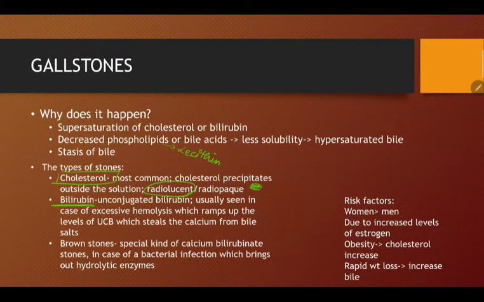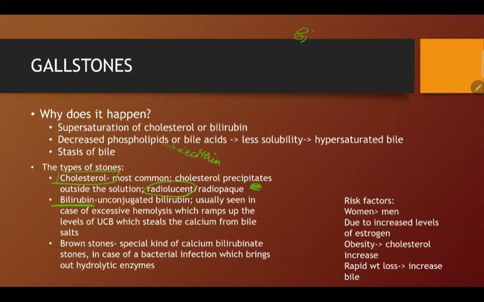Now, it's surprising, right, that there is unconjugated bilirubin present in the bile, because usually it's conjugated bilirubin. But if there's too much hemolysis occurring in the body, there's too much unconjugated bilirubin that is also being secreted out and coming into the bile. And now if that happens, this unconjugated bilirubin, so usually the bile salts or the bile acids take the calcium.